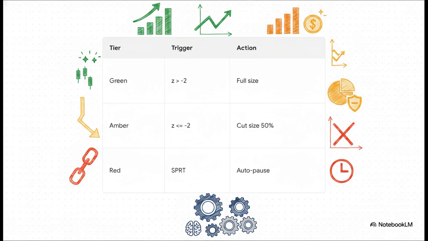And if SPRT confirms the edge is decayed, it hits red. The system auto-pauses the strategy completely. But here's the kicker. It continuously monitors it for potential re-inclusion if performance stabilizes. No panic, no guessing, just cold, statistical triggers protecting your capital.